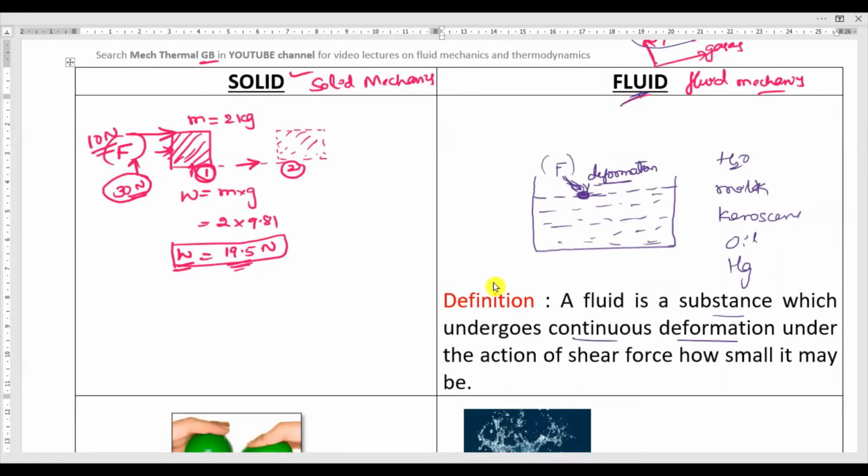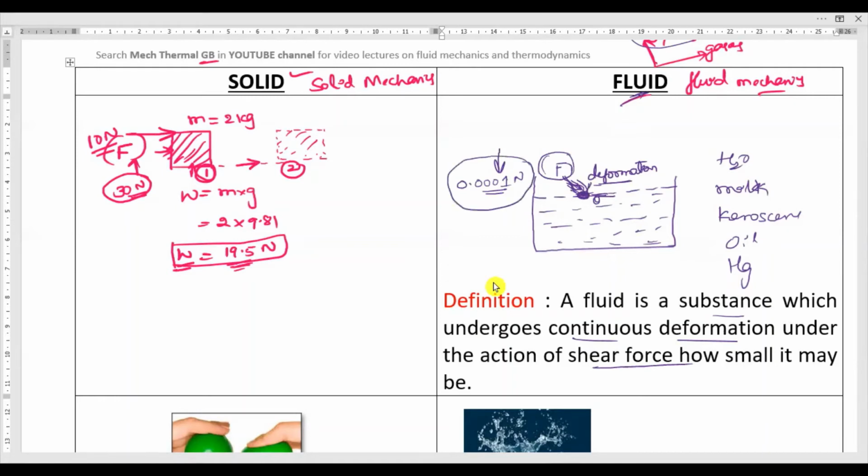This drop of water is undergoing continuous deformation, until you remove the object, stick or finger from this liquid, under the action of shear force, however small it may be. Whatever the shear force you are applying, even if the value is too small, let us consider 0.0001 Newton force applied on this drop of water. It has a surface tension of sigma, everything. Even so, this drop of water is getting some deformation, irrespective of the value of the shear force.